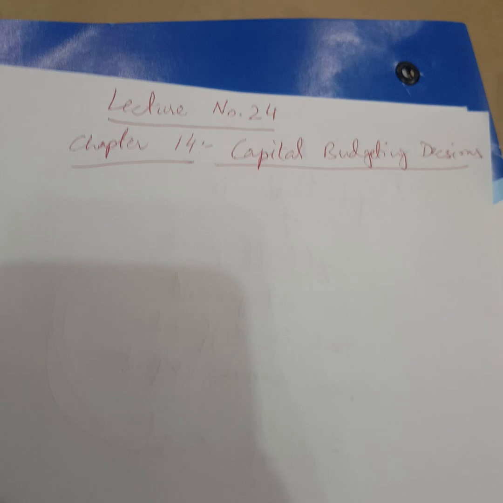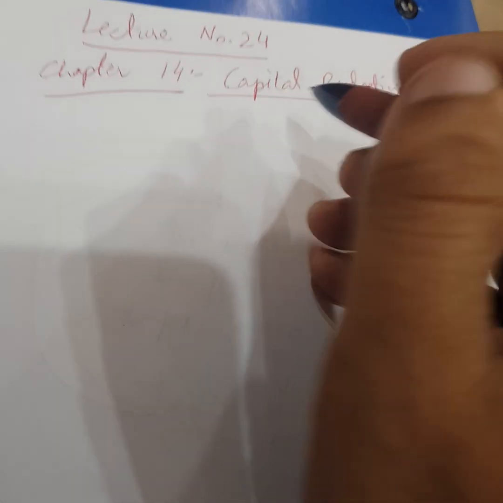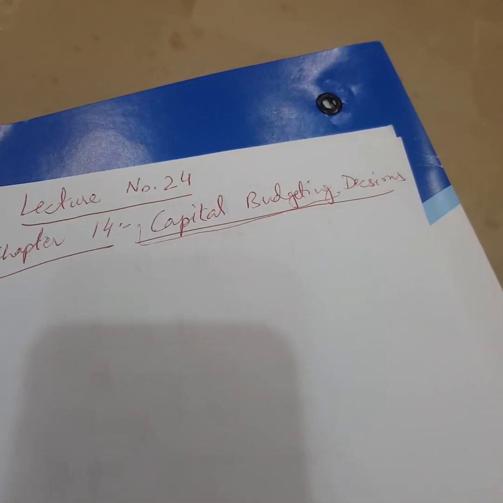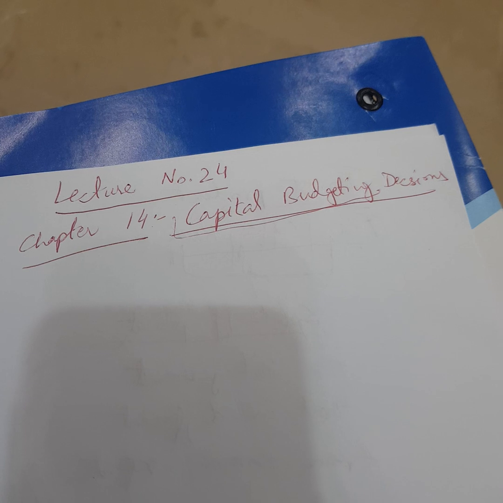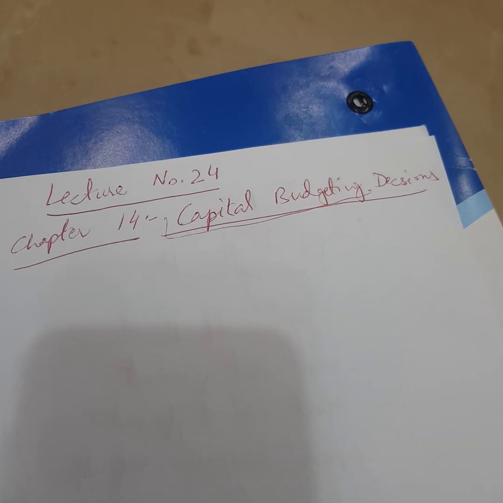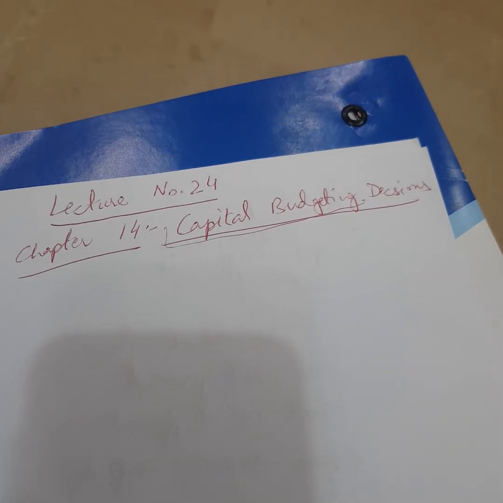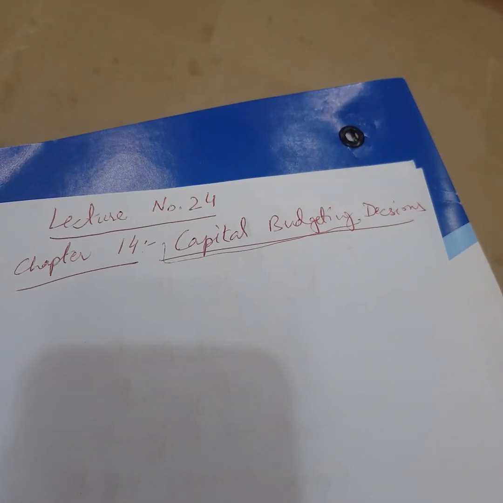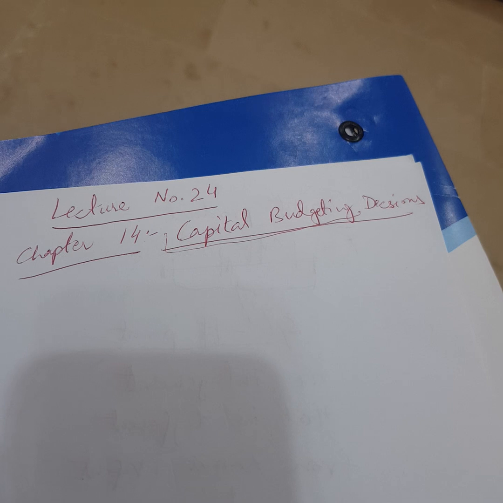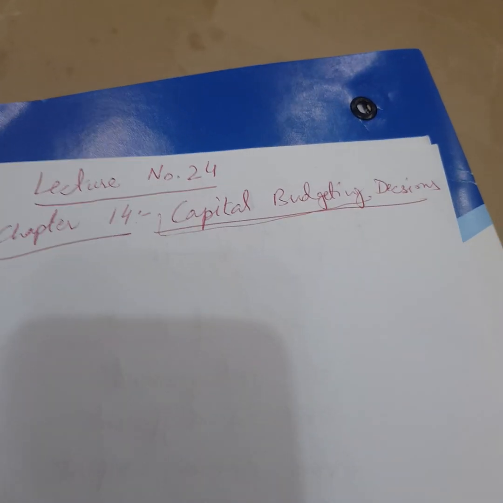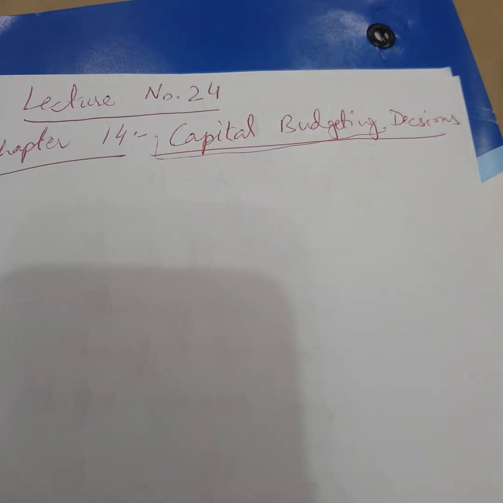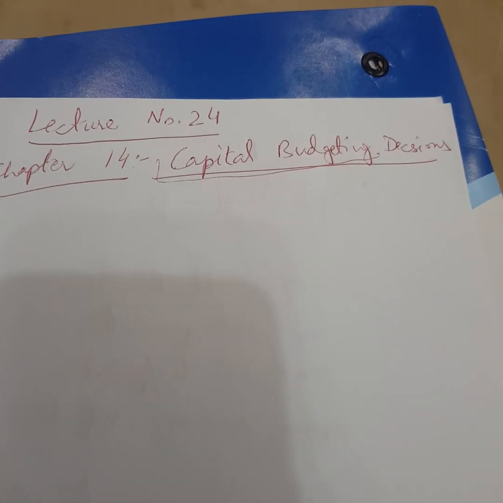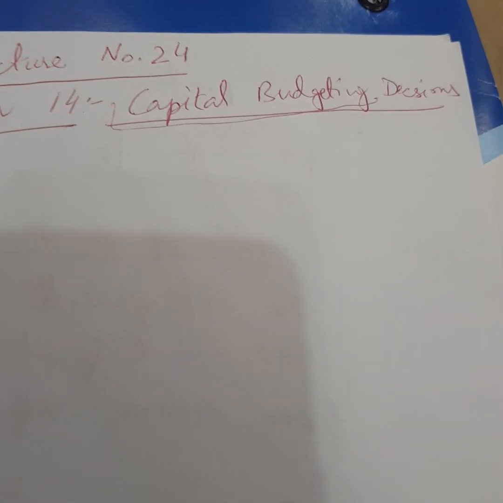Today is lecture number 24 and we are going to discuss chapter number 14, that is capital budgeting decisions. First of all, we need to know what capital budgeting is. Capital budgeting is used to describe how managers plan significant investments in projects that have long term implications, such as the purchase of new equipment or the introduction of new products. So these types of investments will be considered in capital budgeting decisions.